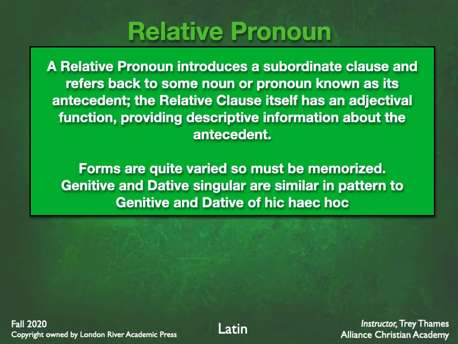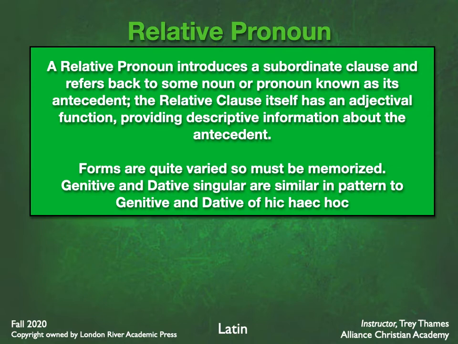A relative pronoun introduces a subordinate clause and refers back to some noun or pronoun, which is known as its antecedent. The relative clause itself has an adjectival function, which means it's functioning as an adjective, and as you know, adjectives describe or modify a noun. So that's how it's functioning, like an adjective, and it provides descriptive information about the antecedent.